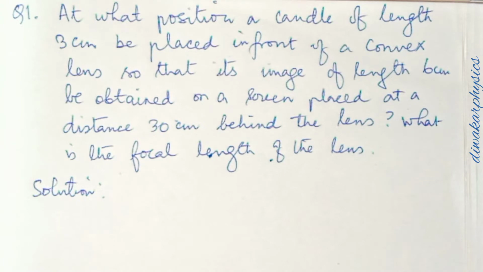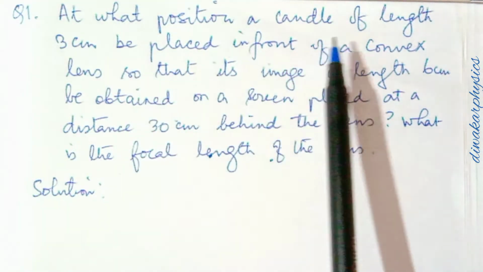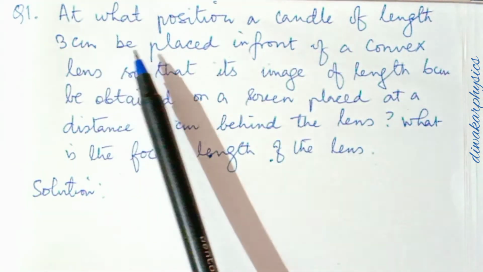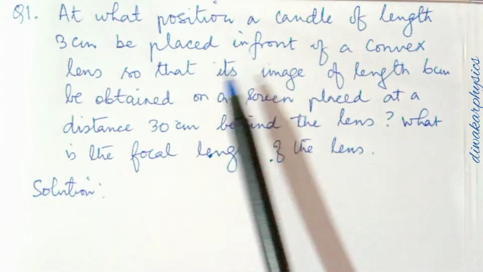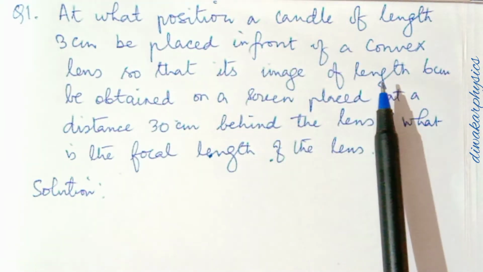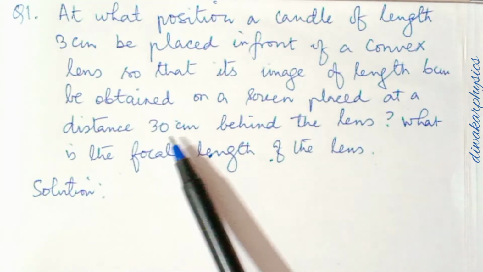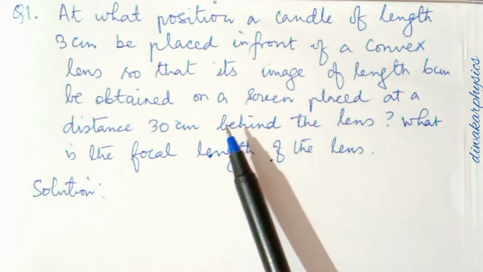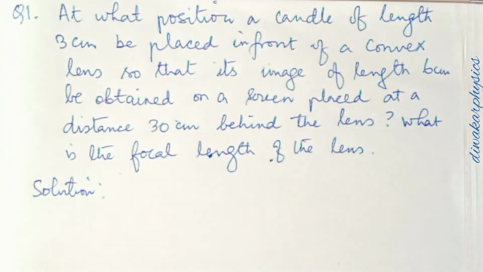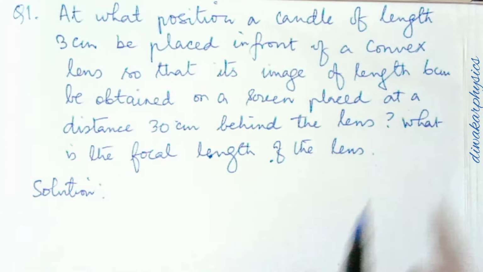So the first question is: at what position should a candle of length 3 cm be placed in front of a convex lens so that its image of length 6 cm is obtained on a screen placed at a distance of 30 cm behind the lens? What is the focal length of the lens? So the very first thing you have to do while solving these numericals is get the information from the question with proper sign convention. It's very important to use sign convention here.